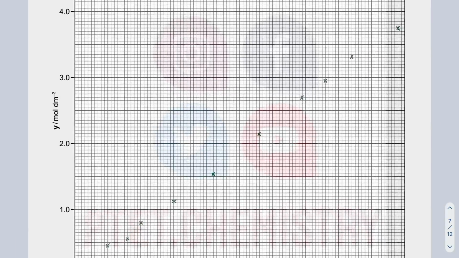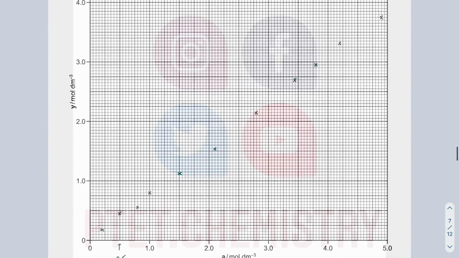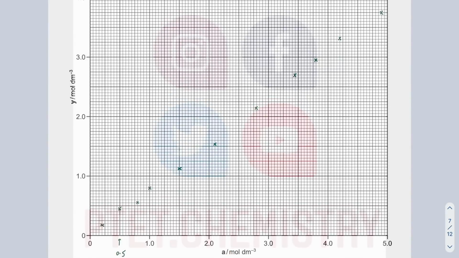I'm going to minimize this a little bit. When there is none of A, there will be none of Y. So we know this will cut through 0, 0. But what you do not do is put a cross there, because this is not a point given on the table. But you know you cut through 0, 0 because you can think about what happened.